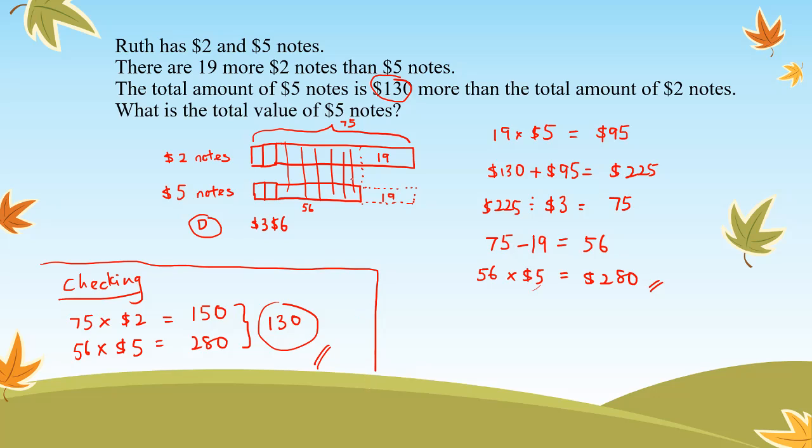Okay? So this method is very simple. Let me repeat. Now you just make the number of notes to be the same for both types. They will definitely tell you who has more notes and which note is more or which note is less. You just make them the same. Once you have the same, remember one $5 note minus one $2 note is $3. So you just divide by the difference. Then you can see the number of sets that you have.